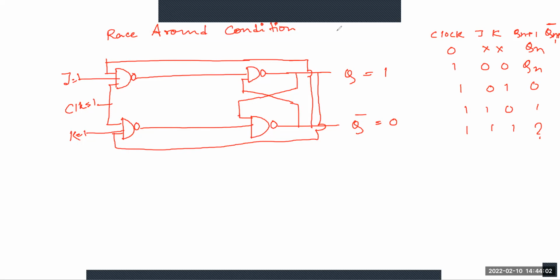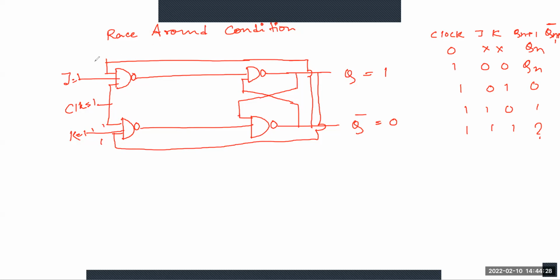Now I am giving the input. Here this output Q is connected to this NAND gate as an input, so the inputs are 1, 1 and 1. And this Q bar is connected to this NAND gate.